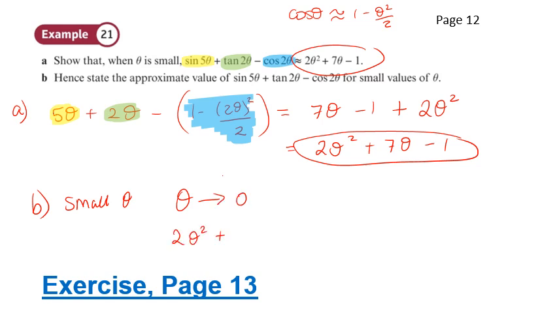Then 2 theta squared plus 7 theta minus 1 would tend towards minus 1, because that part would become 0. This part would also become 0. So we're just going to be left with minus 1. So if the angle is really small, so 0.0000 something, then our answer is going to tend towards minus 1.